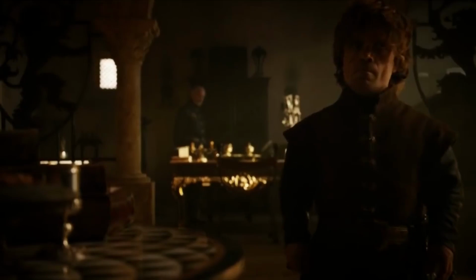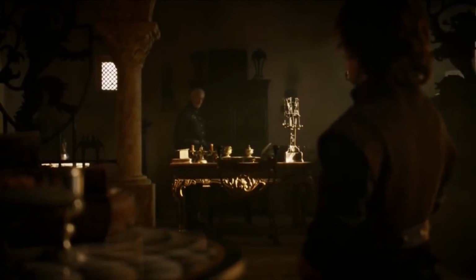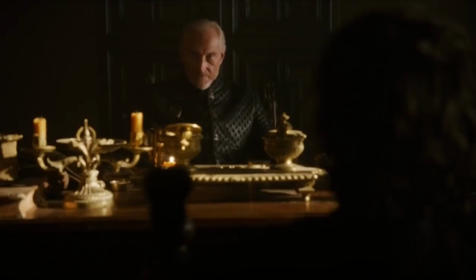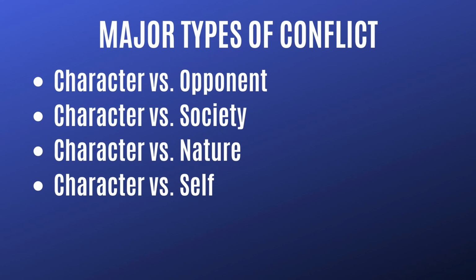So as you can see, Tyrion wants to feel like a Lannister, but his father refuses to recognize him as one. Their values clash, and the conflict tears father and son further apart. Now for the next 3 types of conflict, I'll make them quick.